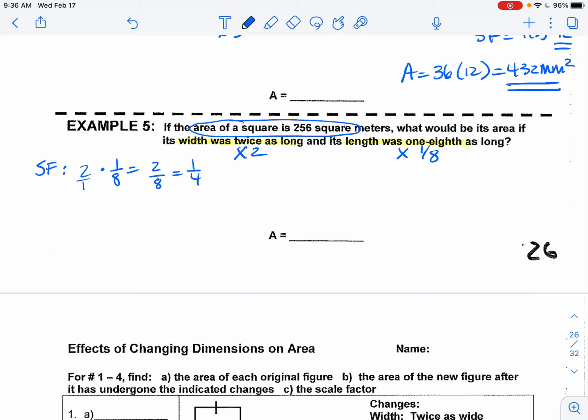So to find the new area, I'm going to take the old area, 256, and multiply it by the scale factor. If I take that to a calculator, that gives me 64. My new area is 64 meters squared.